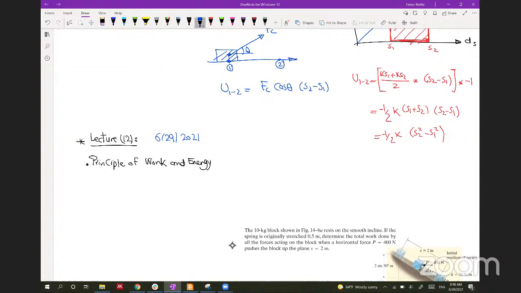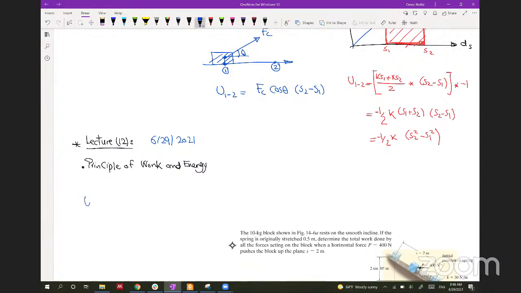So, based on the last lecture, we have the concept of work, and we said that the work exerted on a particle from position one to position two has a general form of the integration from R1 to R2 of the dot product of the force F and dR. This is equal to the integration from S1 to S2 of F sine theta ds.